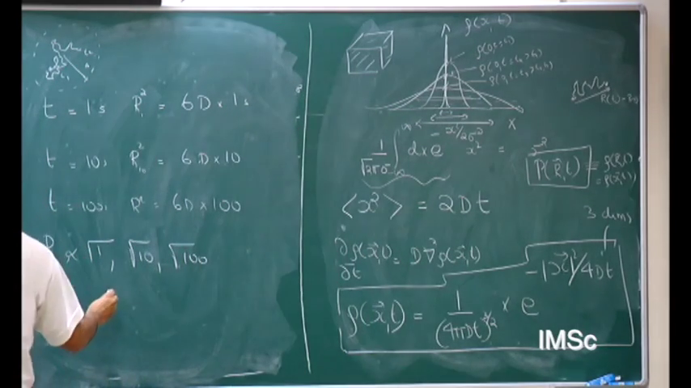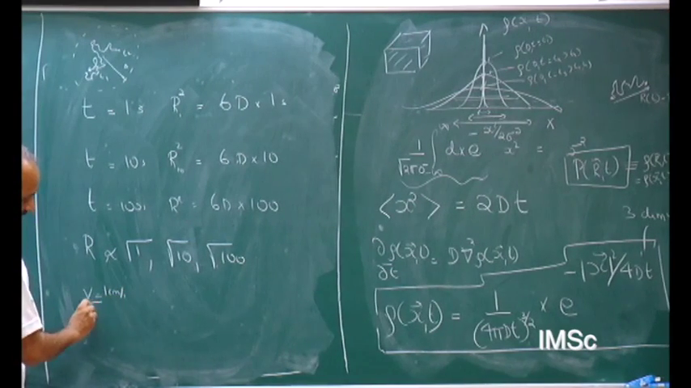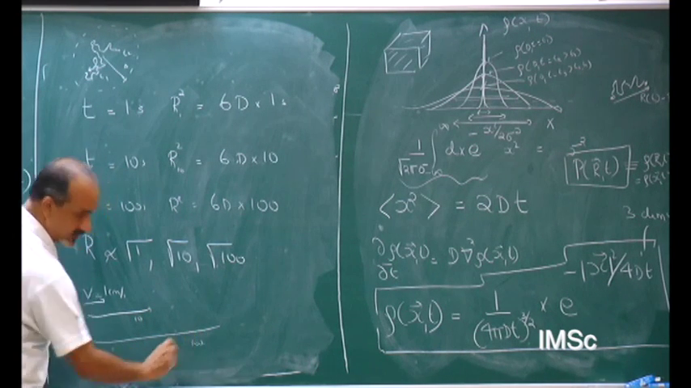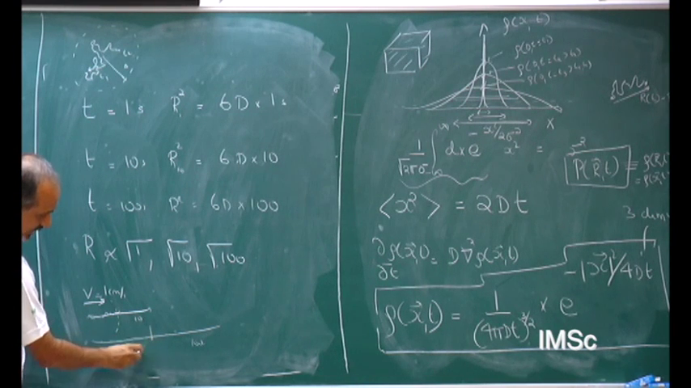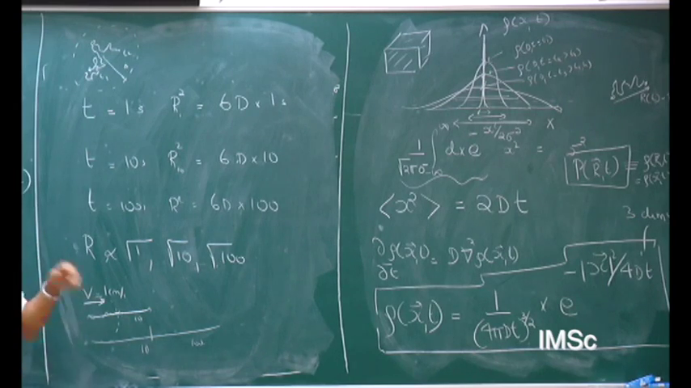Contrast this with something that is moving with fixed velocity. Suppose I have something moving with a velocity of 1 centimeter per second. Then in 1 second it has moved 1 centimeter, in 10 seconds it has moved 10 centimeters, in 100 seconds it has moved 100 centimeters. On the other hand, your diffusing particle has moved, say, 1 centimeter in 1 second, but only about the square root of 10 on average in 10 seconds, and only a distance of about 10, a sphere of about 10, in 100 seconds.